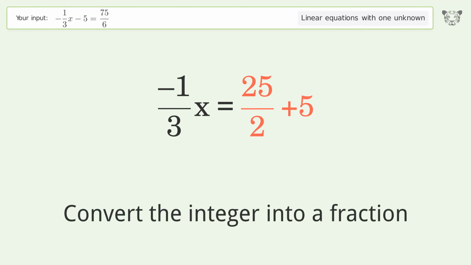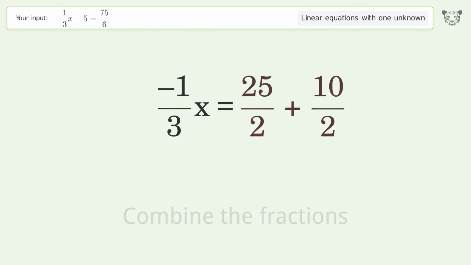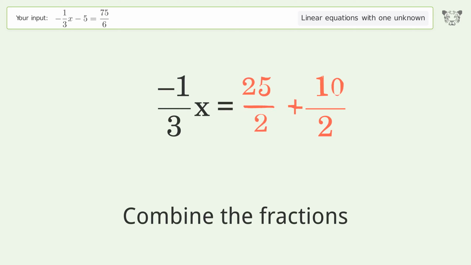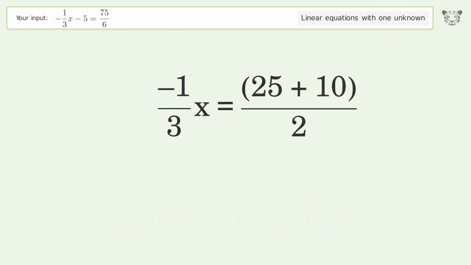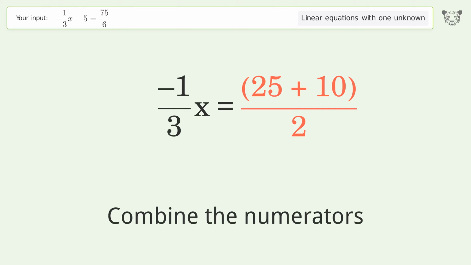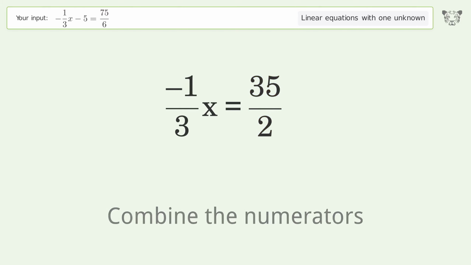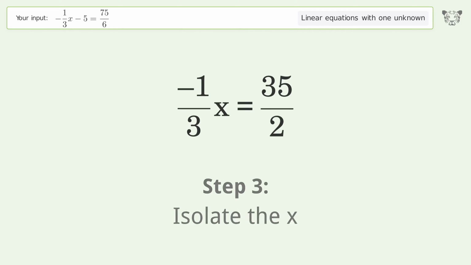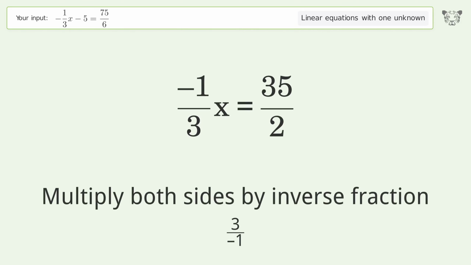Convert the integer into a fraction. Combine the fractions. Combine the numerators. Isolate the x. Multiply both sides by inverse fraction 3/-1.